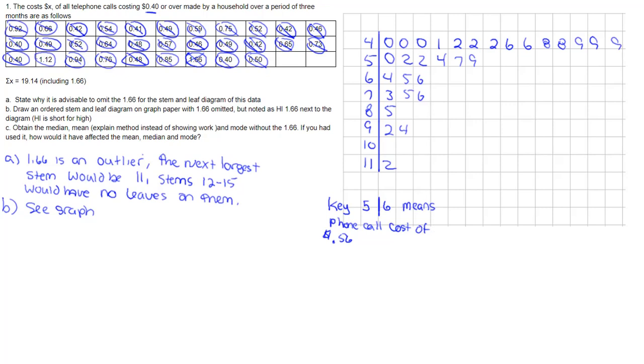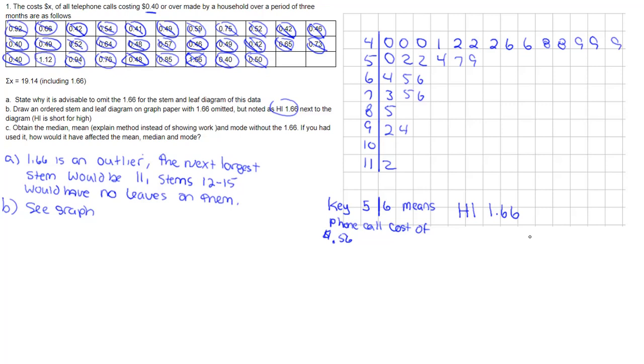Now, they also mentioned that they want us to put high for this 1.66, the number we left off. Typically that kind of thing is written next to the key. We would just put high 1.66, meaning that there is a value in the data, but we didn't actually include it in this diagram.